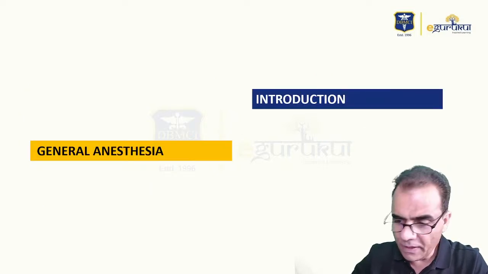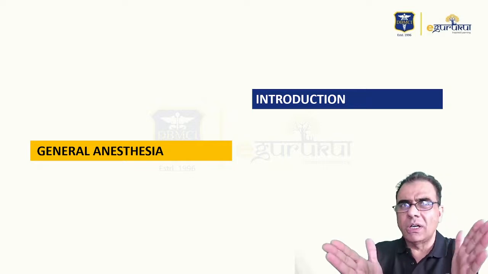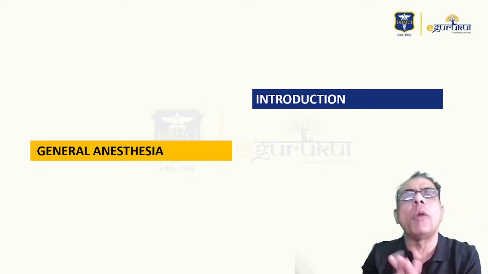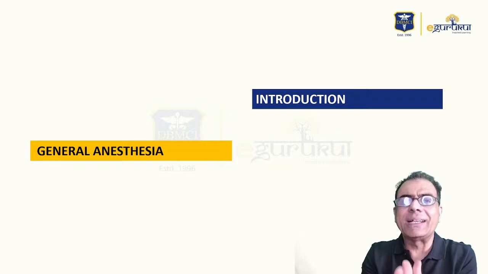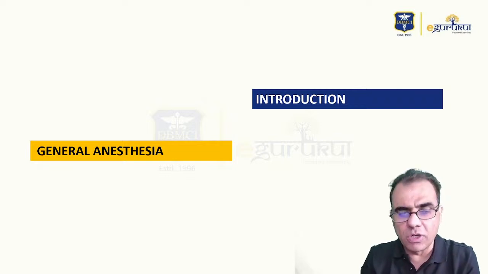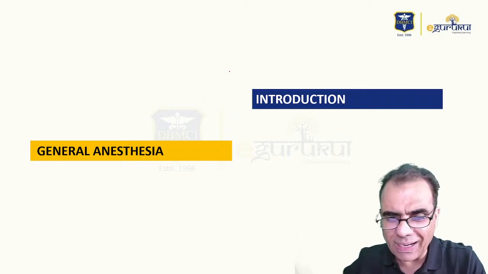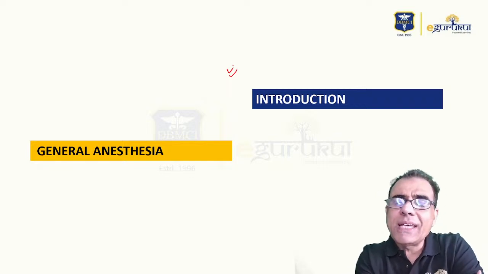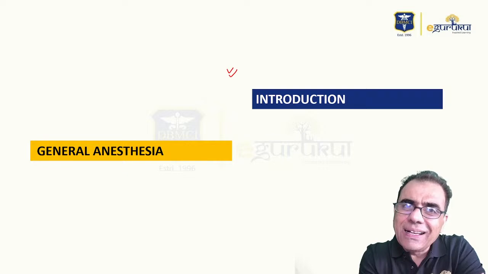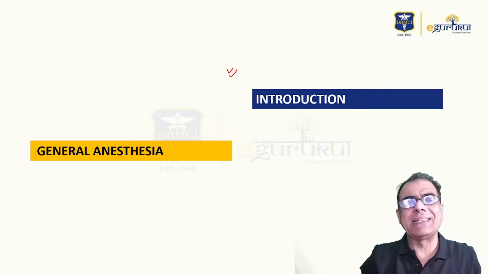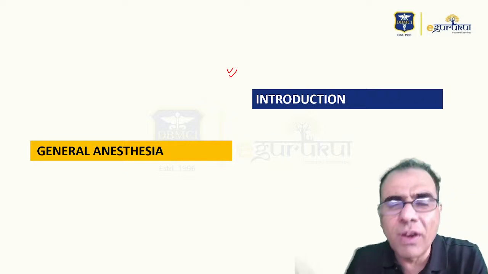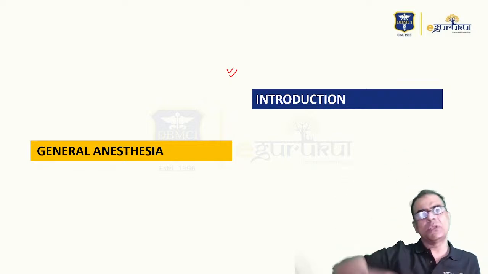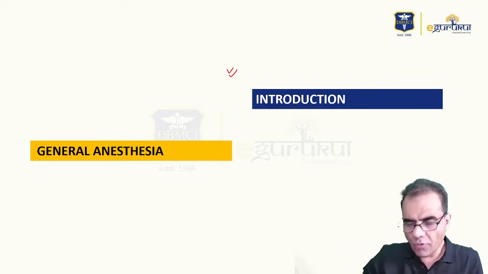So this is all about the pre-operative part, or intraoperative monitoring as well as fluid. Now let's come to the proper anesthesia. So anesthesia may be general anesthesia or regional anesthesia. Regional means we are blocking one region of the body, and general anesthesia means we are giving full anesthesia to the patient.